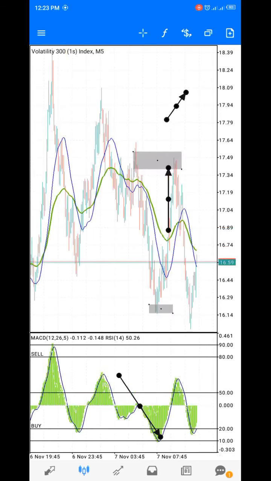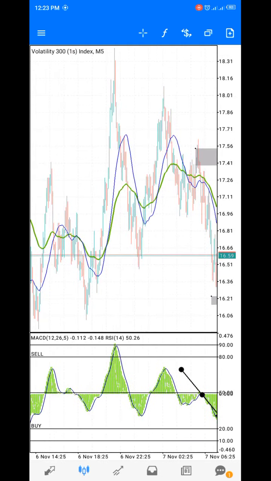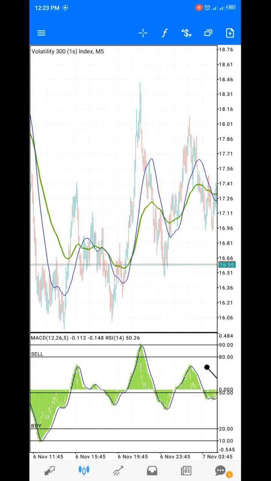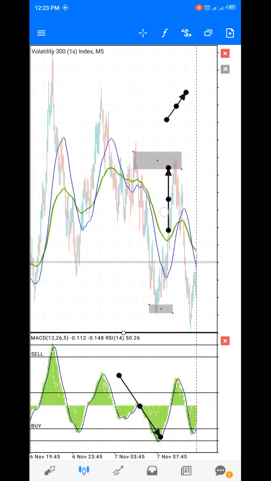So it's always hard for you to see signals in this kind of setup, but if you're patient enough, you're gonna see signals and you're gonna make money. So one more thing, you need to hold on to your chart. You see, when I hold on to my chart, it will readjust it.